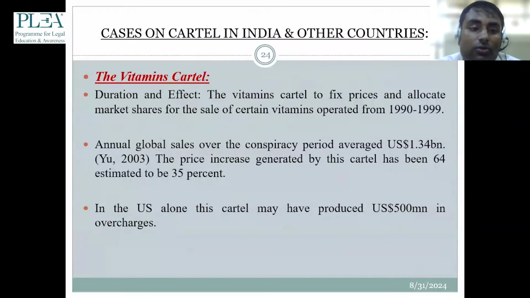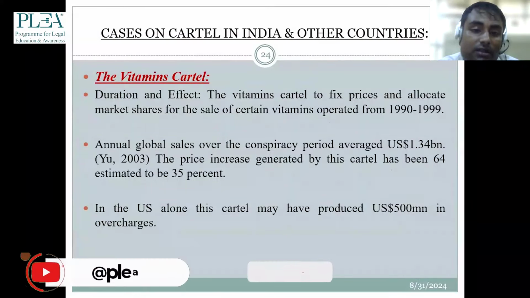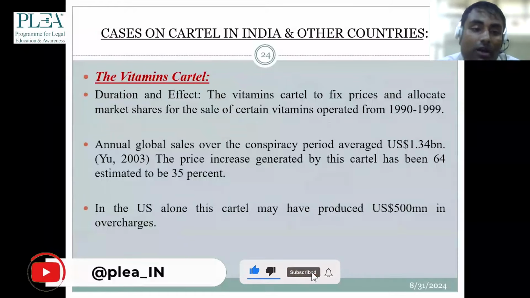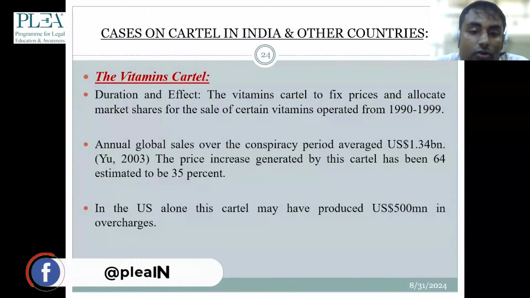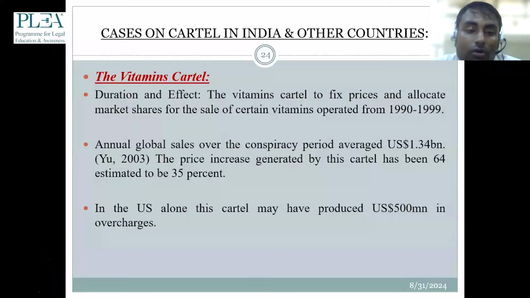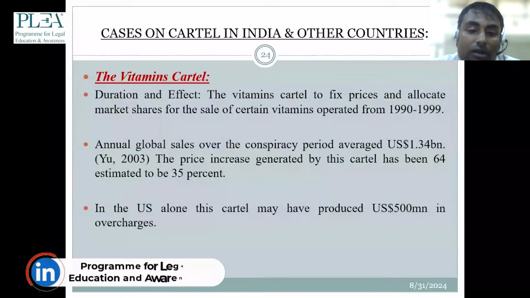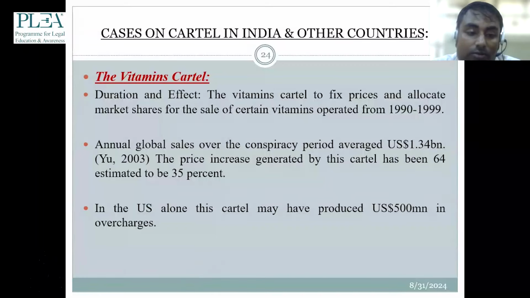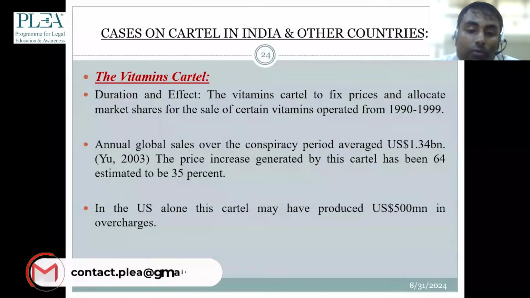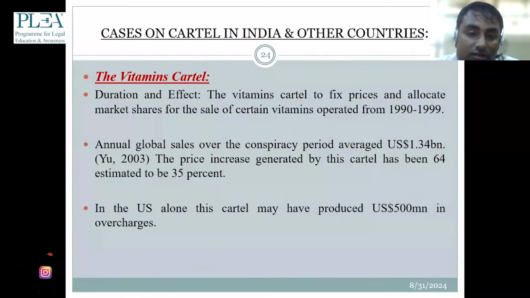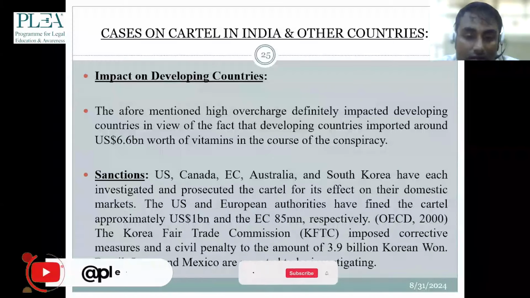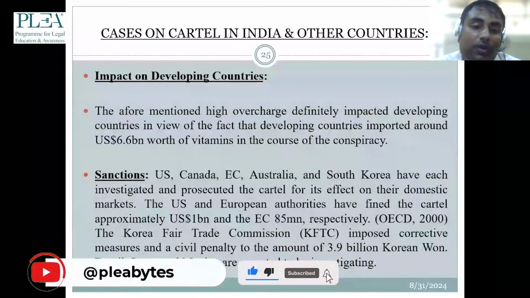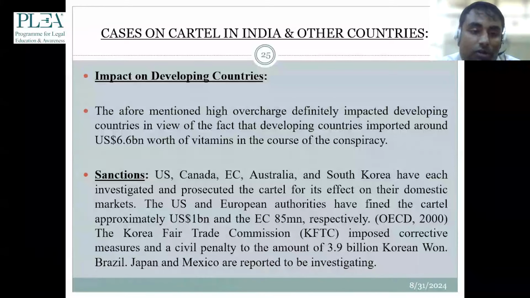In the vitamins cartel also, regarding duration and effect, the vitamins cartel fixed prices, and that is not in India but outside India. It allocated market shares for the sale of certain vitamins and operated from 1990 to 1999. Annual global sales over the conspiracy period were US$1.3 billion, and the price increase generated by this cartel was estimated to be 35%. So there is a big gap. In the US alone, this cartel may have produced US$500 million in overcharges. Regarding the impact in developing countries, the high overcharge on vitamins, which are medicine, definitely impacted developing countries, in view of the fact that they imported around US$6.6 billion worth of vitamins in the course of the conspiracy.